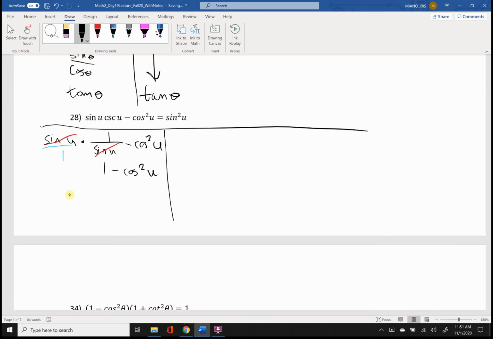I'm going to say, hey, I know that 1 minus cosine squared u, according to the Pythagorean identity, a slight modification of it, is equal to sine squared u. And now I have it matching what I had on the other side. Cool, identity established right there. Moving on.